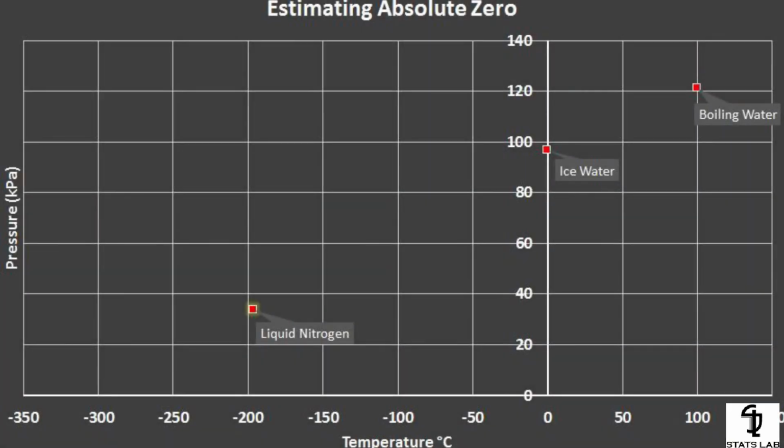We add the data point for liquid nitrogen to our graph. Note that it pretty much fits the same trend as the first 2 points. We see a steady increase in pressure as we increase temperature. Pressure is proportional to temperature. Let's explore this concept in a peer instruction question.